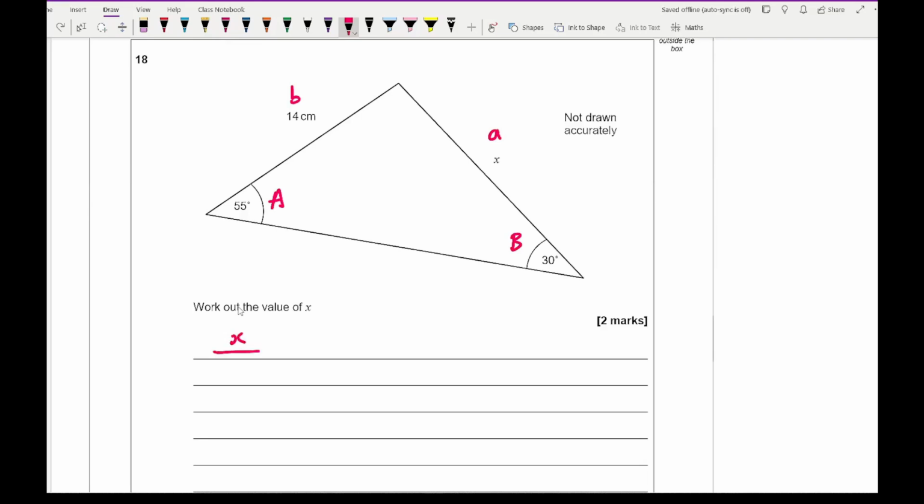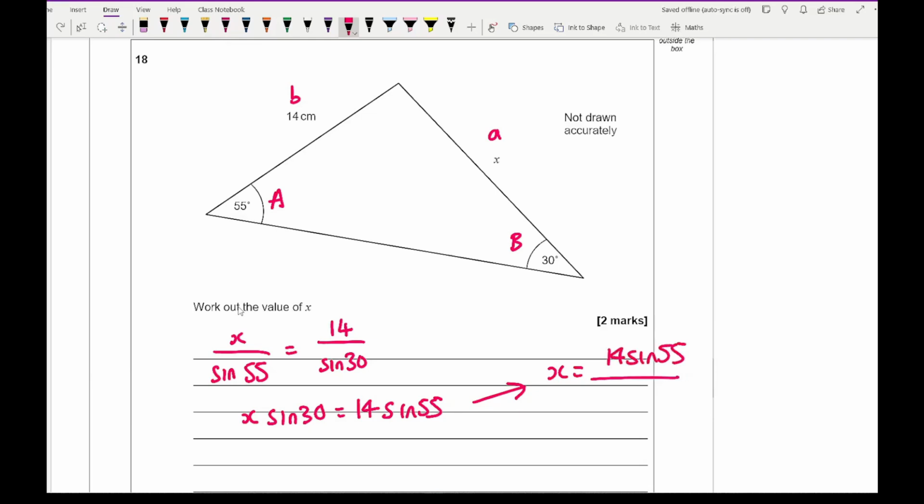So then substituting those into the sine rule, we get x over sine 55 equals 14 over sine 30. Doing a bit of cross multiplying, I get x sine 30 equals 14 sine 55. So then x equals 14 sine 55 divided by sine 30. And I type that all into my calculator and I get an answer of 22.9. Don't know why I've put degrees there because it's the length, so it should be in centimeters, and that's to 1 decimal place.